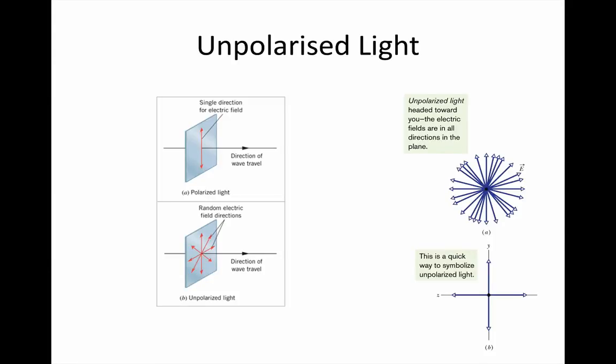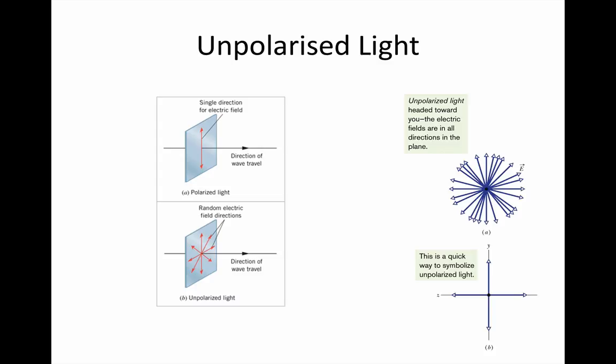Now for a quick bit of revision before we go on. If a ray of light is headed towards you, the electric field vector must be in the plane that is at right angles to the direction of towards you, but it can point anywhere in that plane. If we look at the picture on the right-hand side, all of those blue arrows could show the direction of the electric field of all of the different photons of light coming towards us.